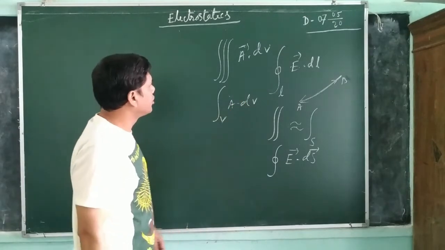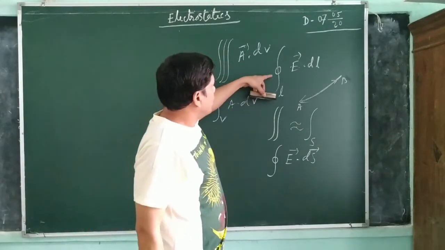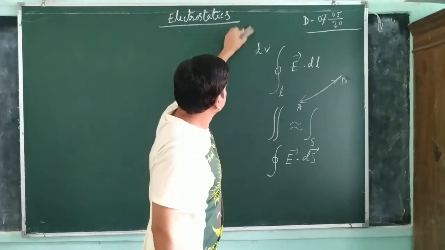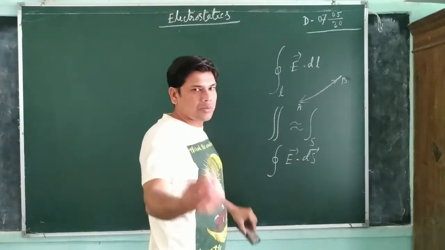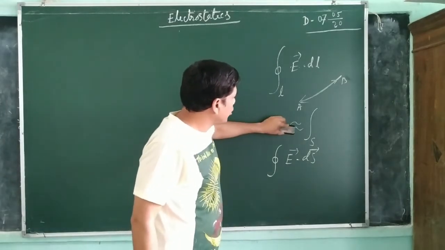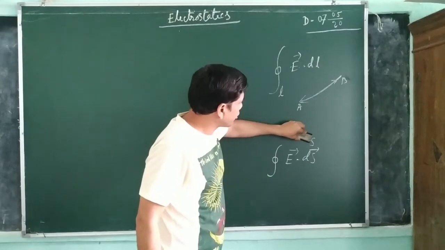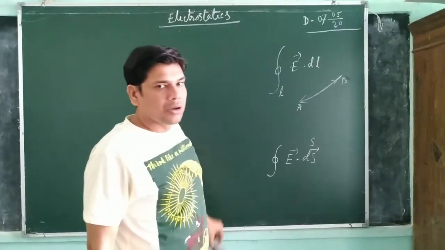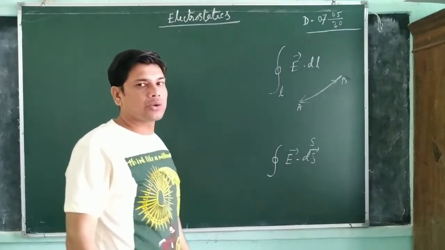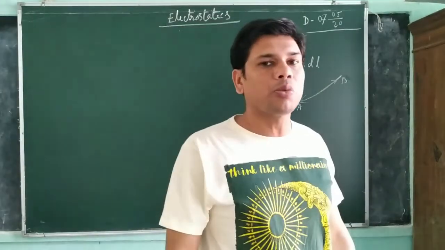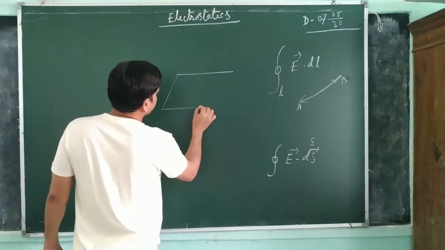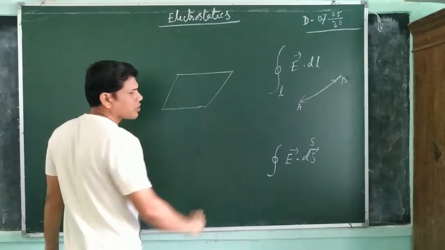Okay. Now we have used line integration. You will learn all these things in your mathematics portion. Here, in Gauss theorem, we have to use closed surface integration. There are two types of surface. First, you have to know what is a closed surface and what is an open surface. This is an open surface.